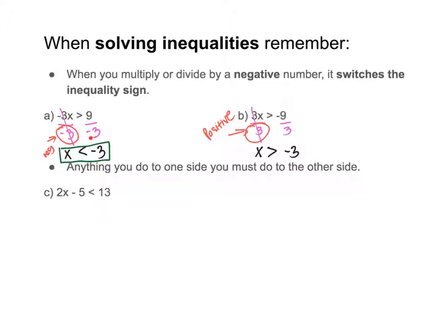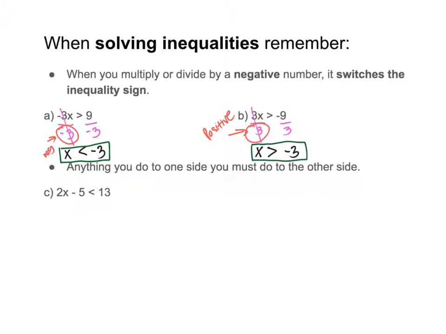Because when you divide by a negative number, it changes the sign on the other side. Whereas when you divide by a positive number, the sign doesn't change. This was a -9, this is still a -3. Okay, so we solve for this one because x is by itself.